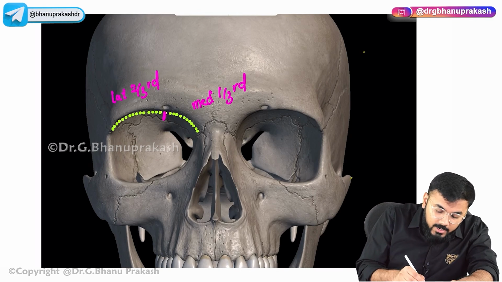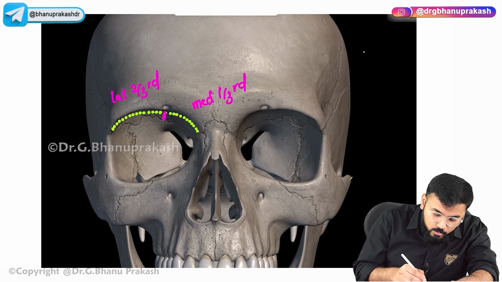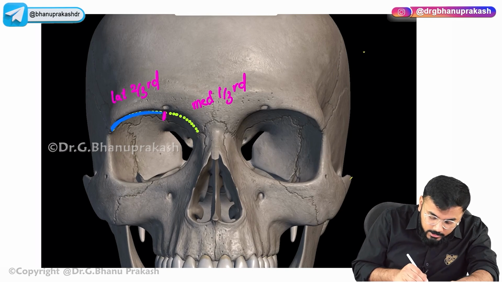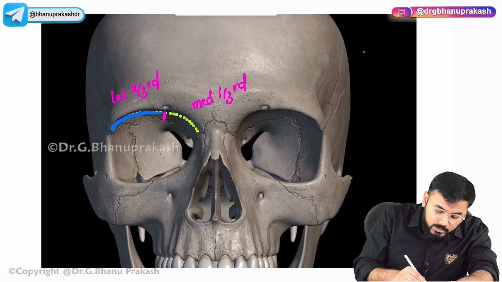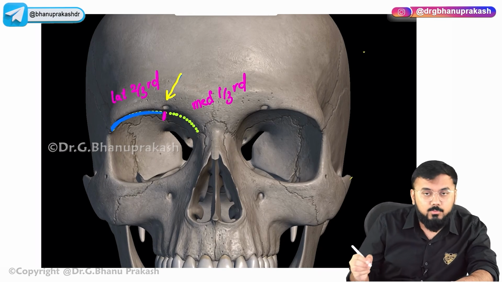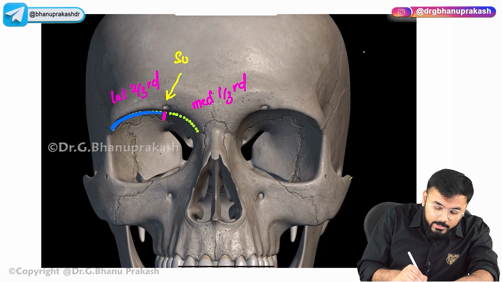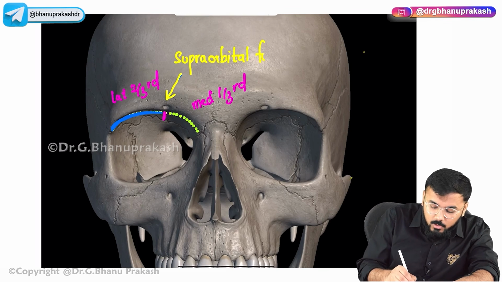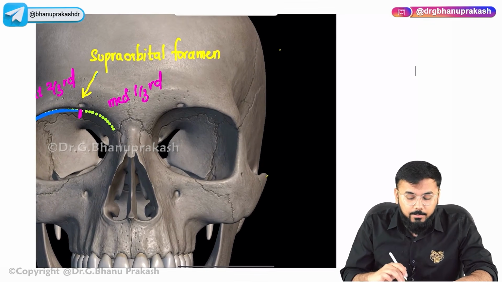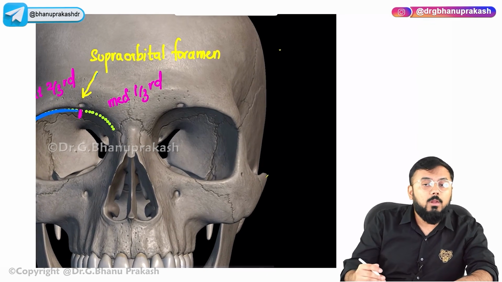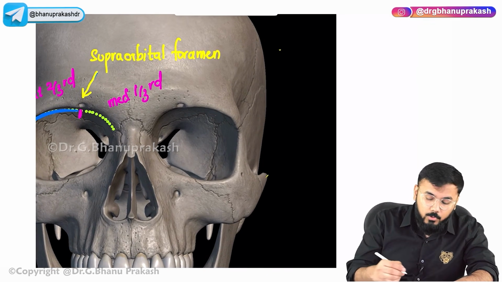The junction of lateral 2/3 and medial 1/3. Let me use another color. Yeah, the junction between lateral 2/3 and medial 1/3, you see a small fossa over here. Exactly here you see a small fossa. This is called as supraorbital foramen. Okay, what are the structures that are passing in the supraorbital foramen? Supraorbital artery, supraorbital vein, and supraorbital nerve.